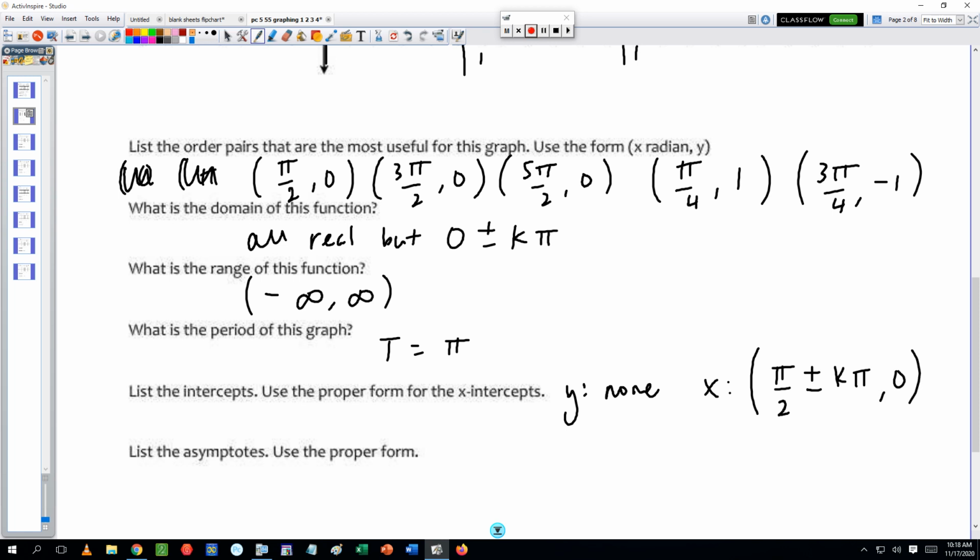I like those listed as points. And then the asymptotes come from your domain. So y is not, x is equal to, because it's a vertical line, 0 plus minus k pi. And that's cotangent.